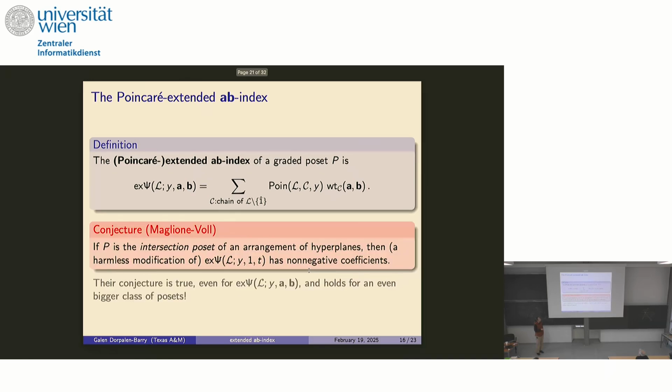Great. Okay, so just to keep this story honest, the conjecture from Maglione and Voll, this is a sort of restated version, but it's what I just told you. If we can show that this polynomial has non-negative coefficients for geometric lattices or intersection posets of real hyperplane arrangements, then we will have proved Maglione and Voll's conjecture. And the purpose of this talk is that we can prove their conjecture and that the proof holds for a much larger class of posets than just these intersection posets of arrangements of hyperplanes. And maybe your favorite poset is one of these.